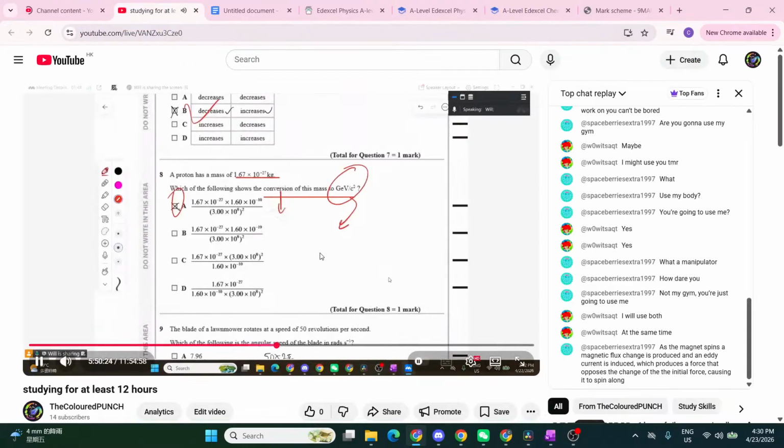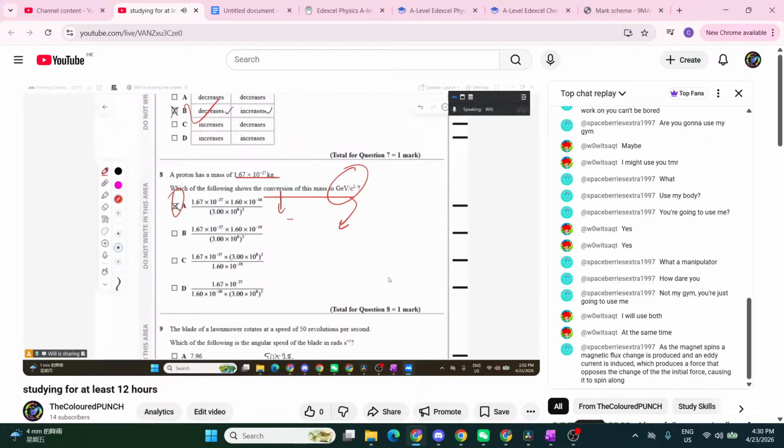Why did you choose option 8? I think because it converts into energy first. Yeah, and so M equals E over C squared.